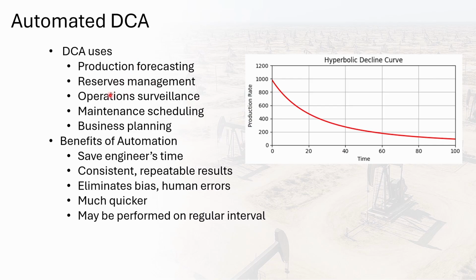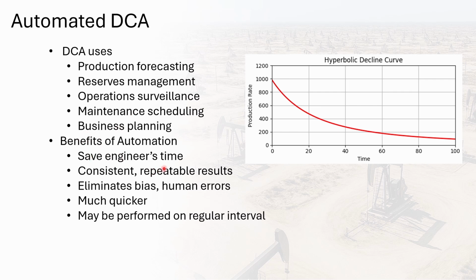We can also use it to establish a trend and then determine if that well is starting to slip off of that trend. So we can spot the decliners that may need maintenance scheduling. And then use it to forecast the capital allocation necessary to maintain the field through the process of business planning.